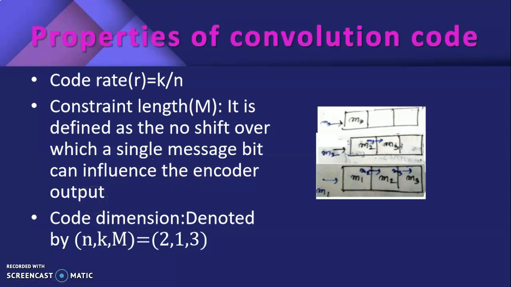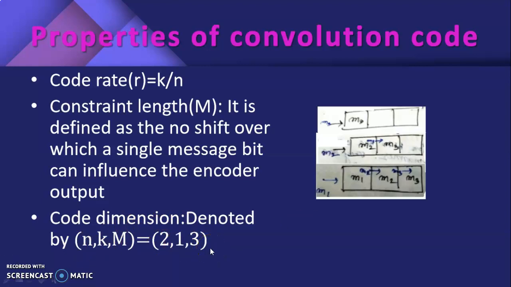The third property is code dimension. The dimension of a code is denoted by (N, K, M), as you can see here, where K is the number of message bits, N is the number of encoded output bits at a particular time, and capital M is the constraint length or memory. For this example, N equals 2, K equals 1 and capital M equals 3. So we can denote it here as (2, 1, 3).